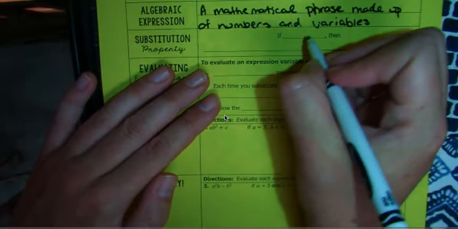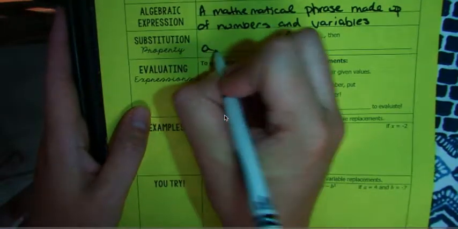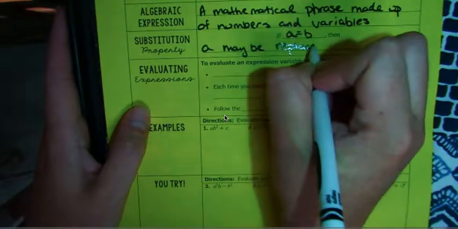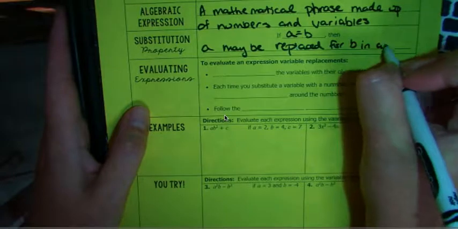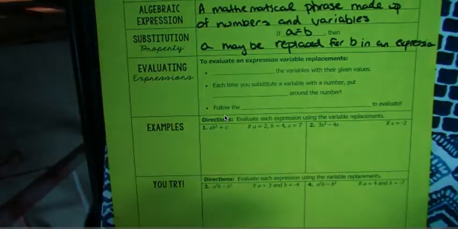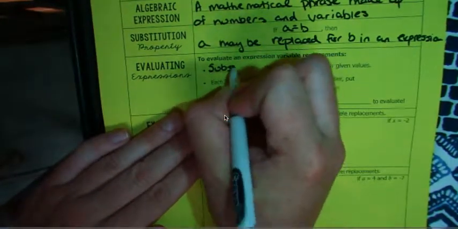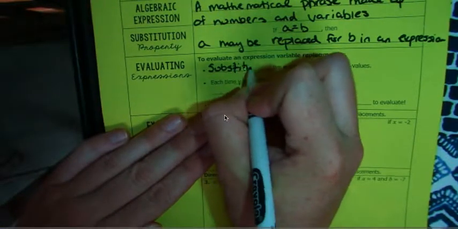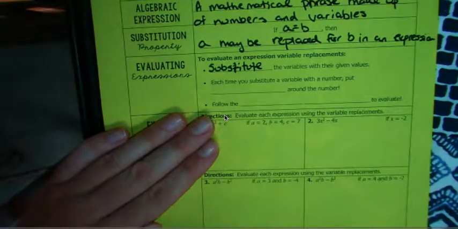Okay. So if A equals B, A may be replaced for B in an expression. Okay, so we're going to use the property of substitution. So we're going to substitute the variables with their given values.